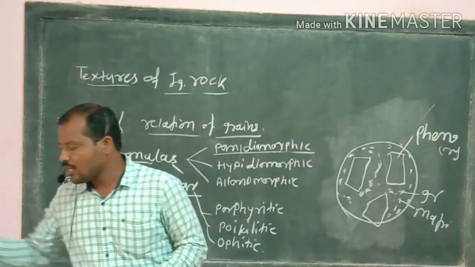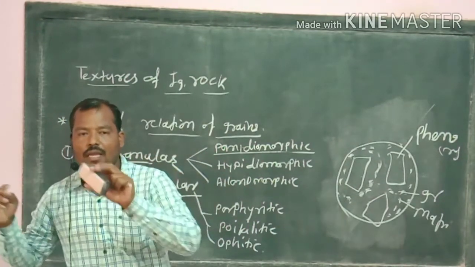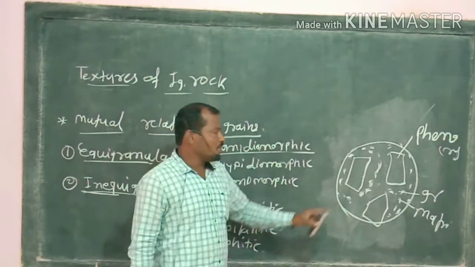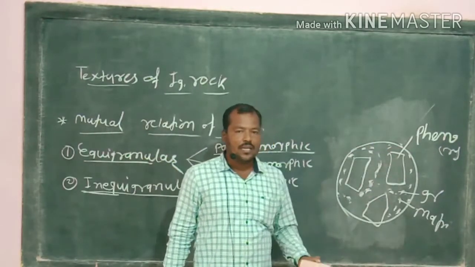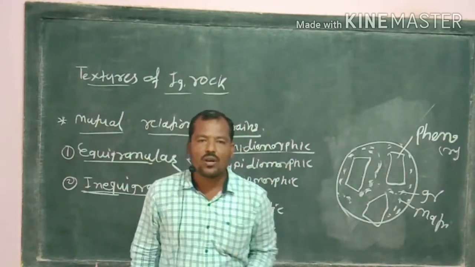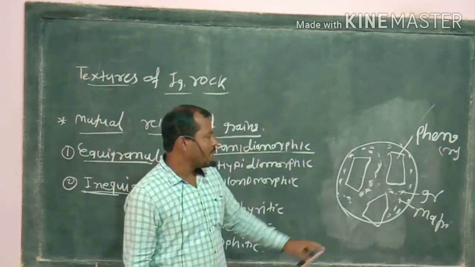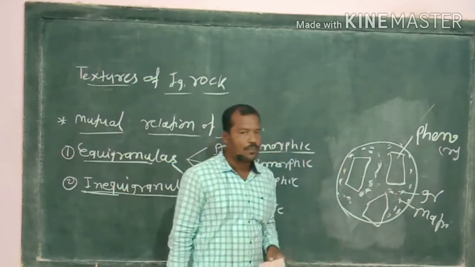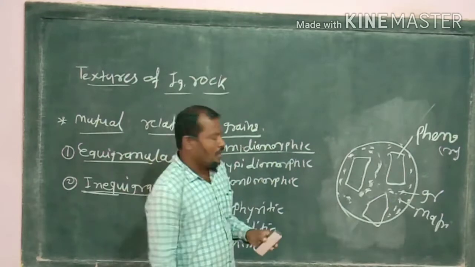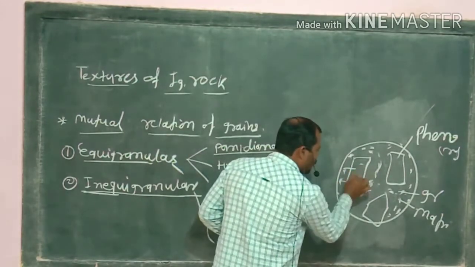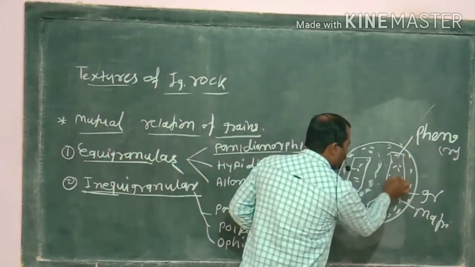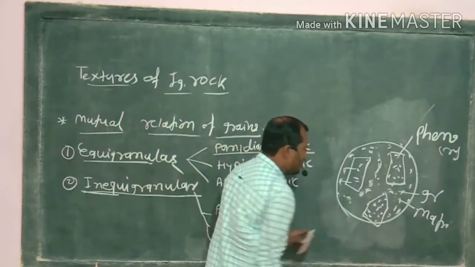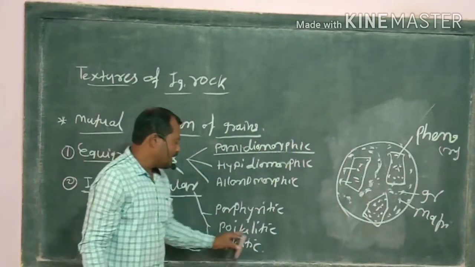This type of texture is also an inequigranular texture, in which large crystals, that is the phenocryst, enclose the smaller grains. Look at it, this is the poikilitic texture, but here the large crystals are the phenocryst, and the ground mass is embedded or enclosed within the mass of the larger crystals. Such a texture is called a poikilitic texture.